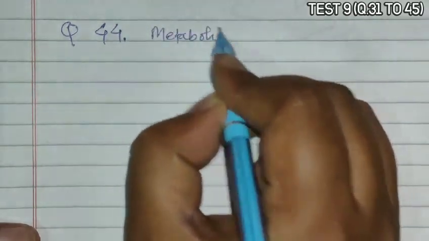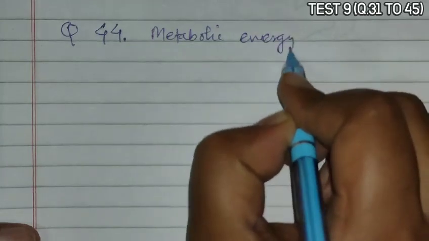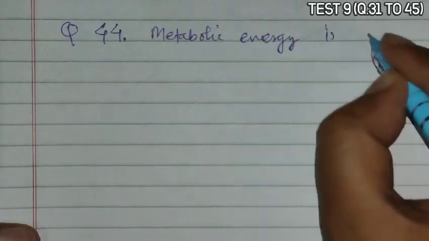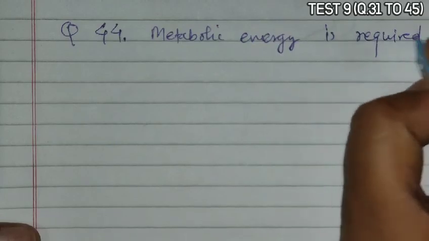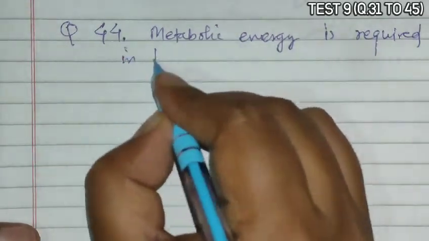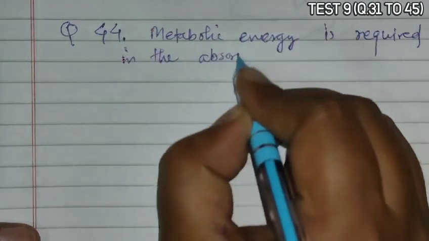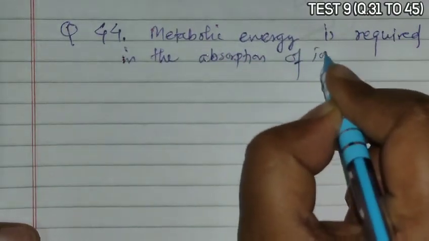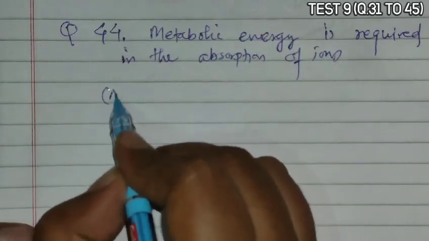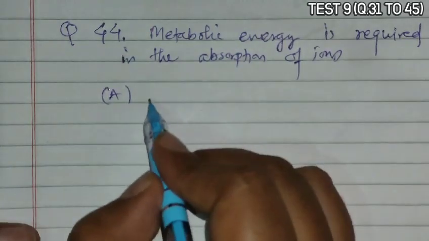Next is question 44. Question 44 asks which of the following shows that metabolic energy is required in the absorption of ions in plants. Option A, more ion absorption in presence of oxygen.